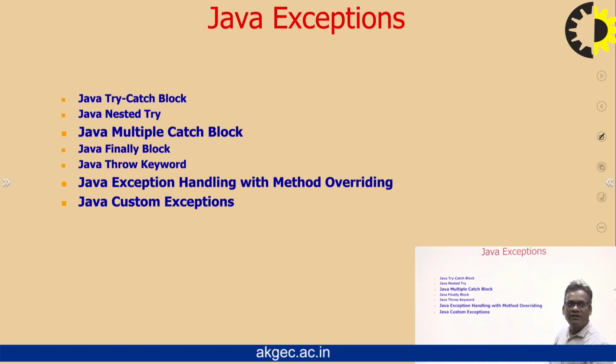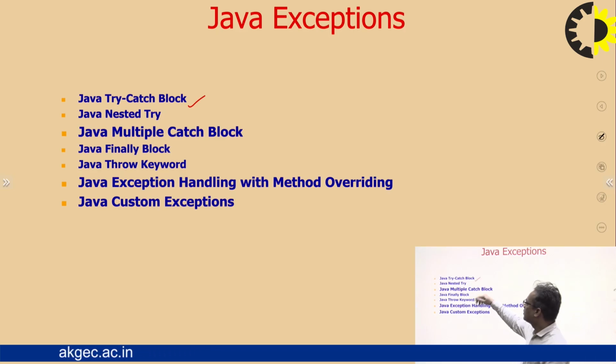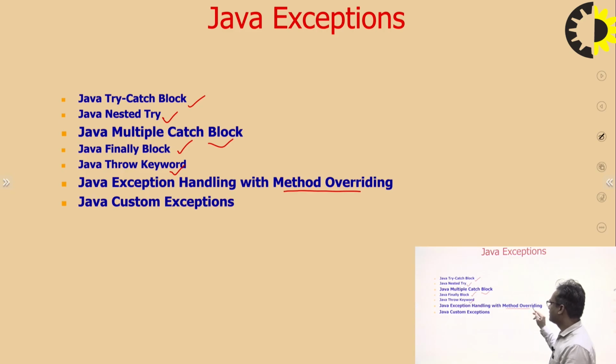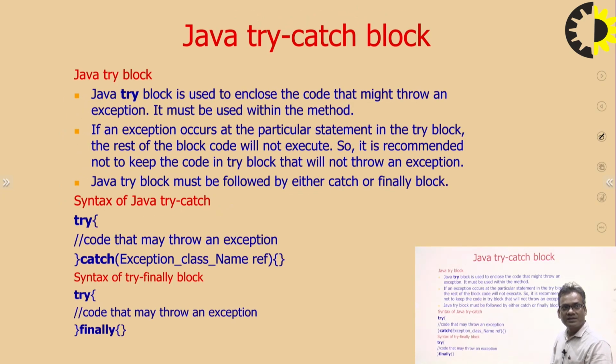Java exceptions are basically handled with these keywords: the Java try-catch block, Java nested try block, Java multiple catch blocks, finally block, throw keyword, and different overriding methods can also be used to handle the exception, or you can customize your exceptions also. So here we discuss the Java try block in exception handling.